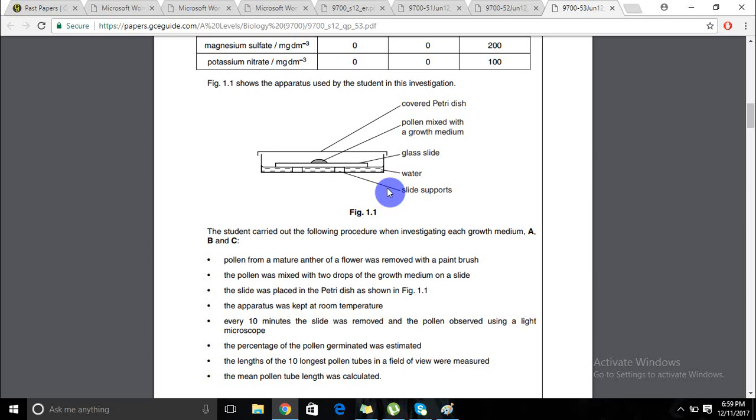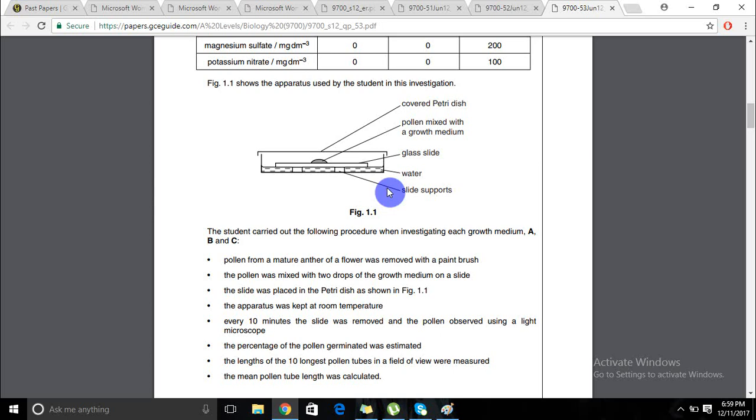However, for a germinated pollen there would be a tube-like structure emerging from it, and you would be looking for that every 10 minutes. And the percentage of the pollen germinated was estimated. How do you do that? Well, you really can't count each and every one of the pollens on the slide, because there would be a lot of them even on one slide.